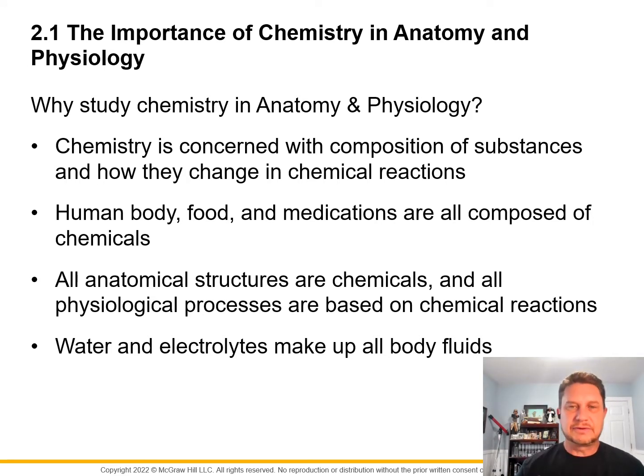Chemistry is concerned with the composition of substances and how they change in chemical reactions. Our body is, like I said before, basically a walking chemical laboratory, and we've got all kinds of things going on. That's where the word metabolism comes from: all of the energy and the reactions that are building up and breaking down, in total. And it's all chemistry.